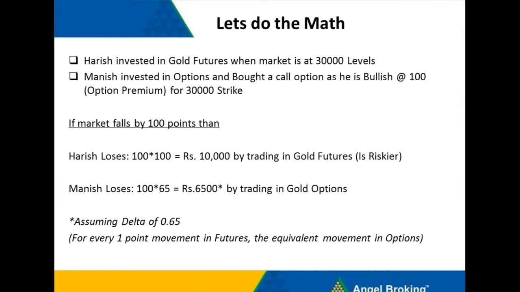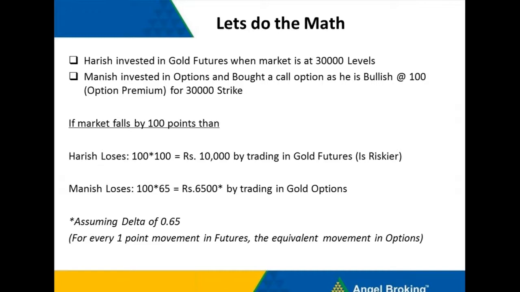Now what happens if the market falls by 100 points? In this case, we assume that the lot size is 100. So Harish in this case loses 100, because the price has come down from 30,000 to 29,900. So he's losing 100, and since the market lot size is 100, he's losing 10,000 rupees. Whereas Manish, who has bought an option, is losing 100 into 65, that is 6,500 rupees. Why? Because in this case, the delta of this option contract is 0.65. So for every 1 rupee movement in the futures, the equivalent movement in options happens, so it moves by 0.65. So it is 100 into 0.65 into 100. So Manish loses 6,500.